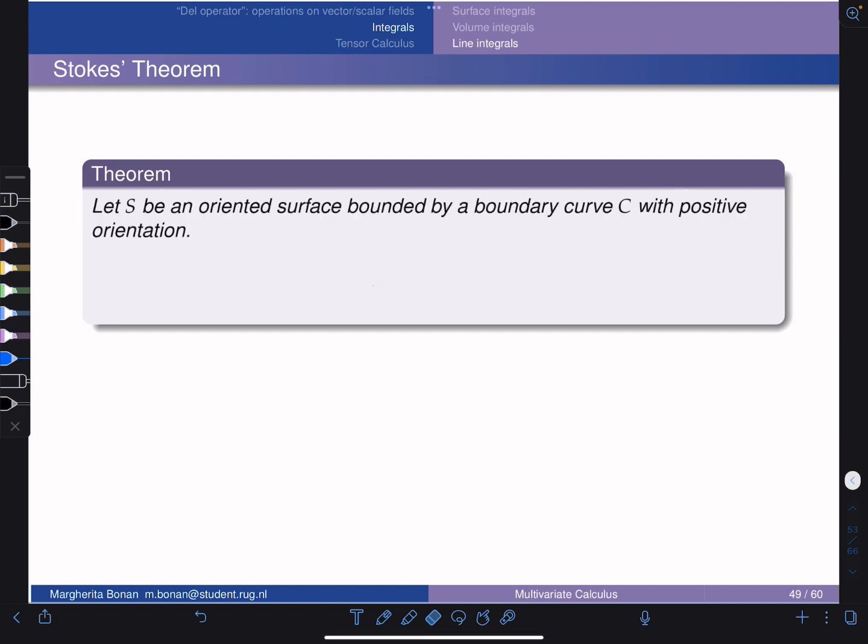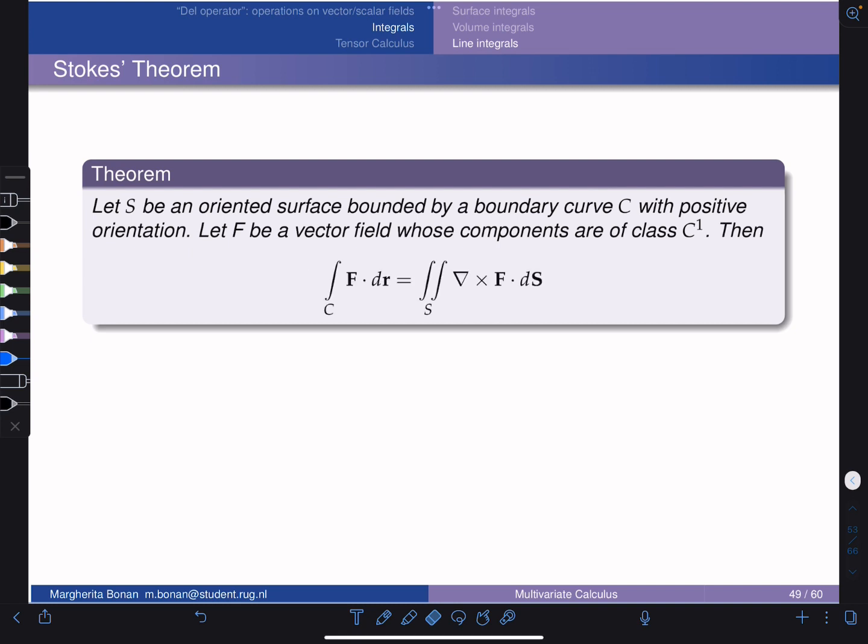So let S be an oriented surface bounded by a curve C with positive orientation. Then let F be a vector field whose components are class C1. C1 means that the components are continuous and also the first derivative is continuous. Then the line integral along the curve C of F is equal to the double integral on the surface S of the curl of F.